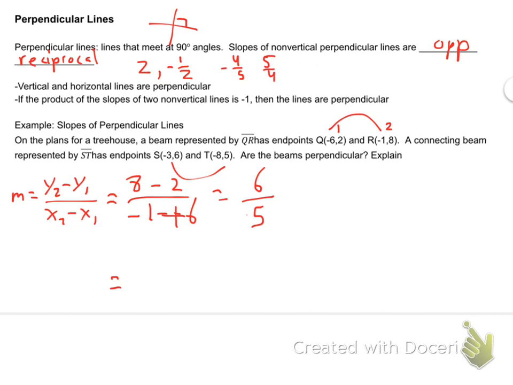I'm going to do the same thing here. I already have the slope formula on my paper here, so I'm just going to plug my numbers in here. I'm going to choose 1 and 2. So 5 minus 6 over -8 minus a -3.